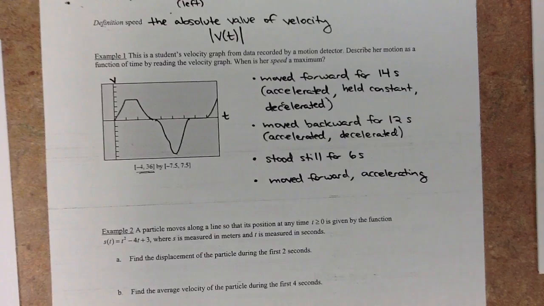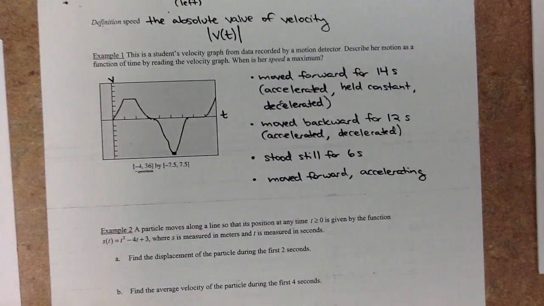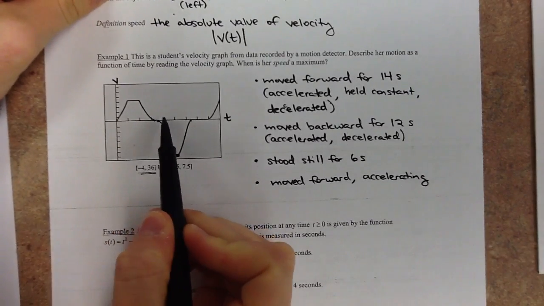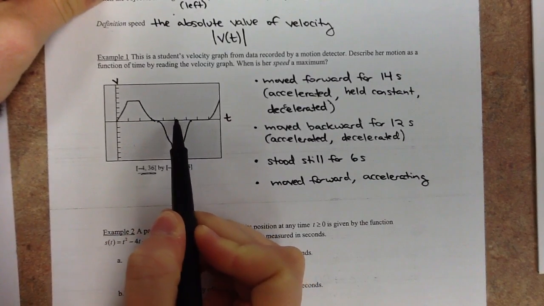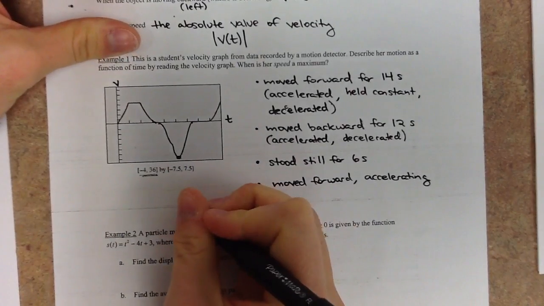So to answer the last question, when is her speed a maximum? Remember, absolute value of velocity is what we're looking for, speed. So we're looking actually at this point right here. So her speed is a maximum even though she's going backwards. And this seems like it happens like 4, 8, 12, 16, 20, maybe like 21. T equals 21.